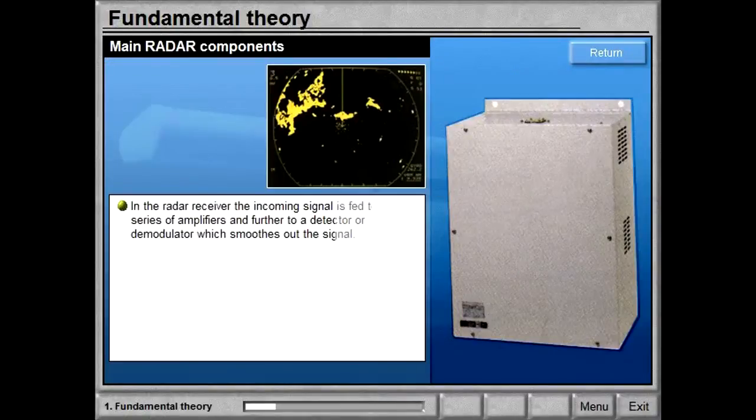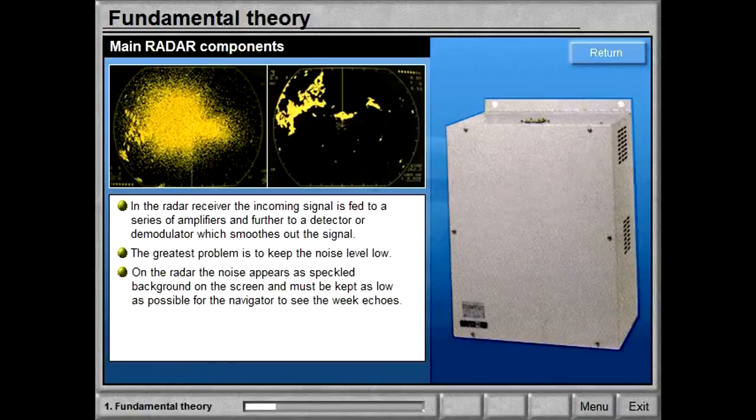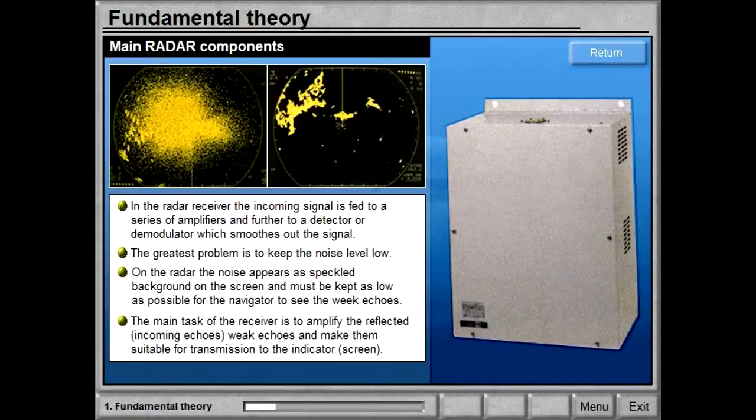In the radar receiver, the incoming signal is fed to a series of amplifiers and further to a detector or demodulator, which smoothes out the signal. The greatest problem is to keep the noise level low. On the radar, the noise appears as a speckled background on the screen and must be kept as low as possible for the navigator to see the weak echoes. The main task of the receiver is to amplify the reflected weak echoes and make them suitable for transmission to the indicator or screen.